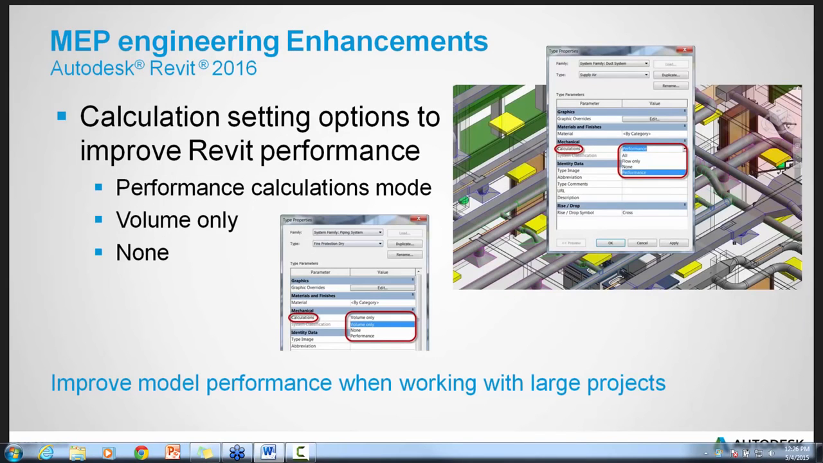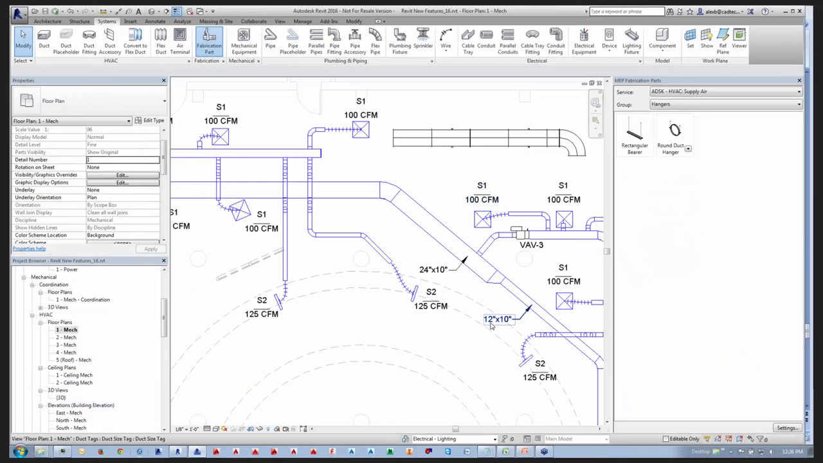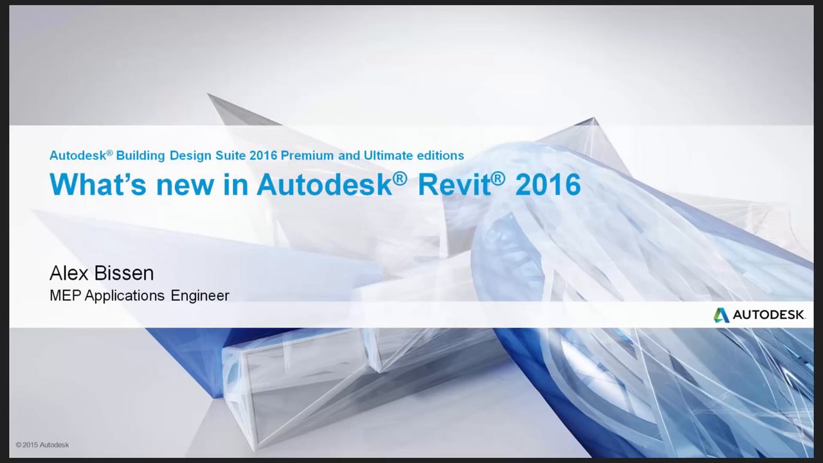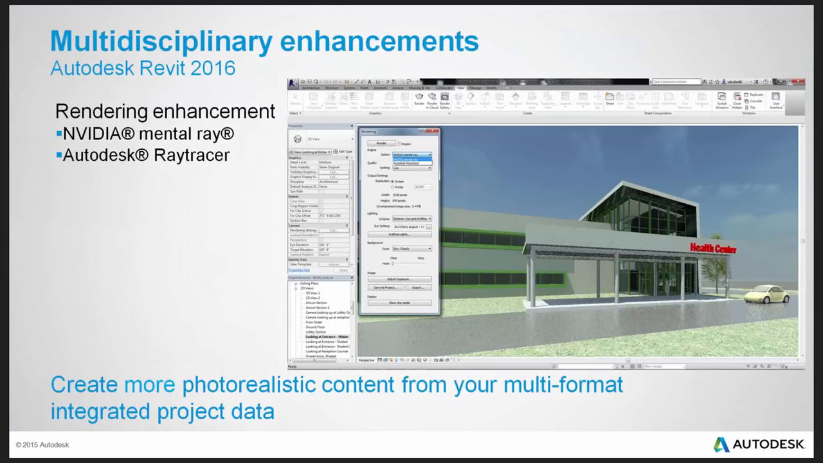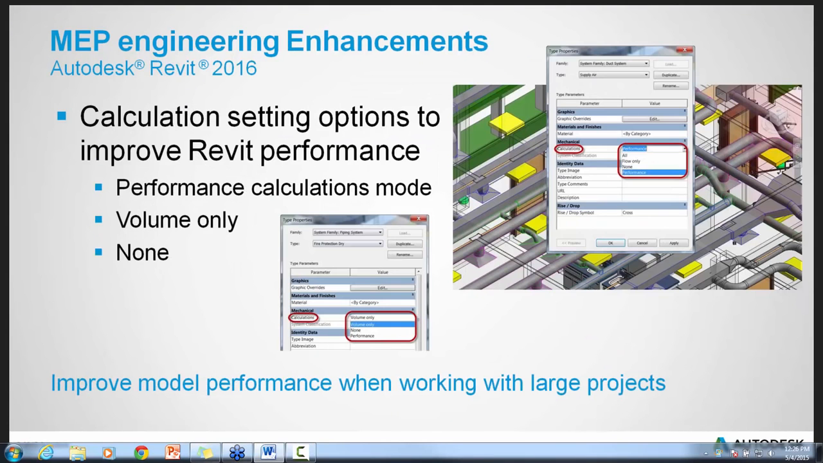And now moving out of the fab portion of it, there are a couple other additions or enhancements to the platform that I'd like to show you as well. One of these involves calculation settings, basically to let you improve your Revit performance, let the program run faster by not calculating things that you don't need.